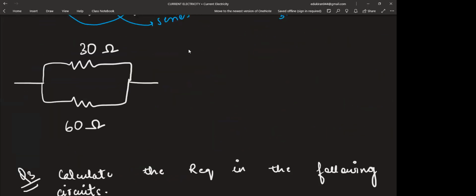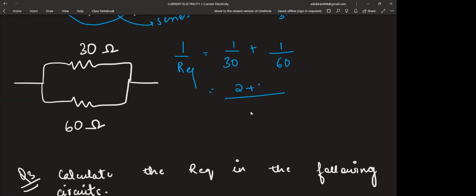So how do you solve parallel? 1 by R equivalent. Remember, you have to revise, otherwise you'll not understand anything in the class. And even if you're understanding, you'll not be able to solve a single question. So you need to practice.